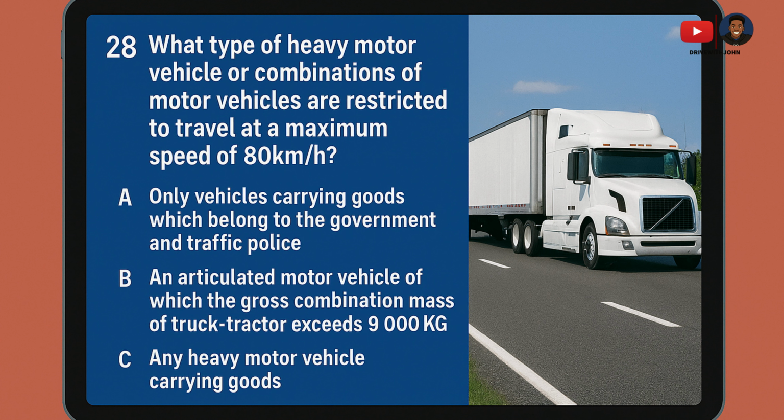Is it A, only vehicles carrying goods which belong to the government and traffic police? Ooh, interesting. Is it B, an articulated motor vehicle of which the gross combination mass of truck tractor exceeds 9,000 kilograms? So I'll read that again. Is it B, an articulated motor vehicle of which the gross combination mass of truck tractor exceeds 9,000 kilograms? Or is it C, any heavy motor vehicle carrying goods? Okay, correct answer there is B. Basically, any articulated motor vehicle of which the gross combination mass of truck tractor exceeds 9,000 kilograms.